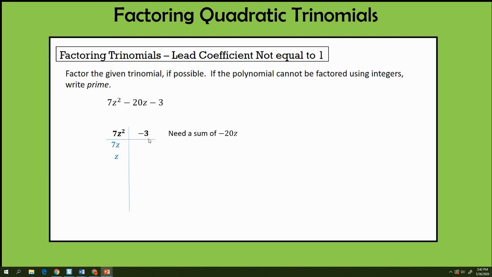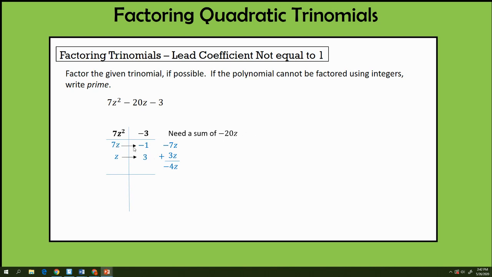There's only one combination to get a negative 3. Well, there's a few, right? It's 1 times negative 3 or negative 1 times positive 3. So we'll just stick in negative 1 times 3. Now, I got to highlight this. We're trying to get a negative 20z, right? We're always trying to get that middle number in our combination. So let's go ahead and multiply across. 7z times negative 1, z times 3. Add them together, negative 4z. We wanted negative 20z, so it's not the right combination.